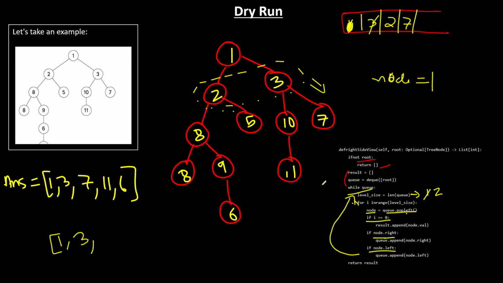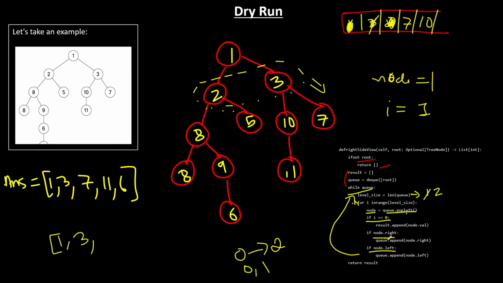Then we check for the left. We have left, which is 10, and we put it here. Great. This is done. Now the range is from 0 to 2, so it will go 0, then 1. Now we will pop 2, but i right now is 1. i has incremented to 1. So you cannot append anything.